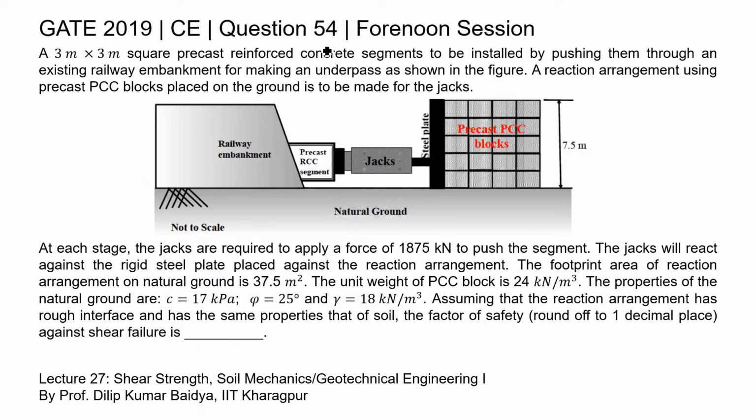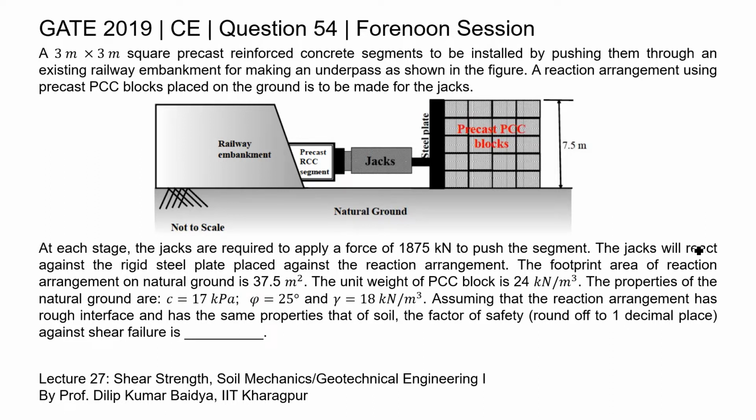This is question 54 of Civil Engineering paper of GATE 2019 forenoon session. A 3 meter into 3 meter square precast reinforced concrete segment is to be installed by pushing them through an existing railway embankment for making an underpass as shown in the figure. A reaction arrangement using precast PCC blocks placed on the ground is to be made for the jacks. At each stage, the jacks are required to apply a force of 1875 kN to push the segment.